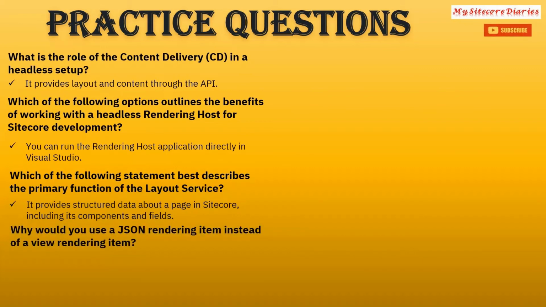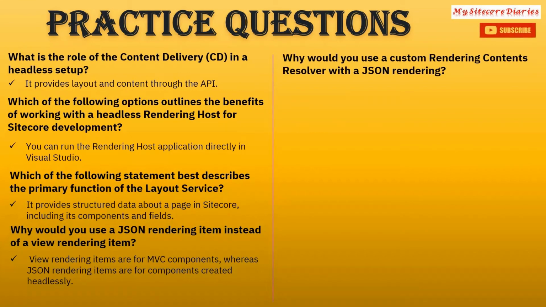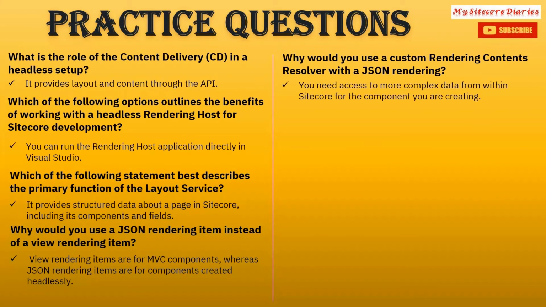Why would you use a JSON rendering item instead of a view rendering item? View rendering items are for an MVC component, whereas JSON rendering items are for components created headlessly. So for headless, we use a JSON rendering. Why would you use a custom rendering content resolver with a JSON rendering? You need access to more complex data within Sitecore for the component you are creating. So if you have a complex data structure, then you might need to use a custom rendering content resolver.